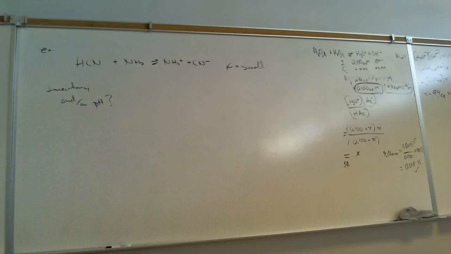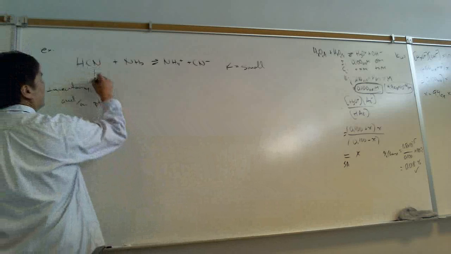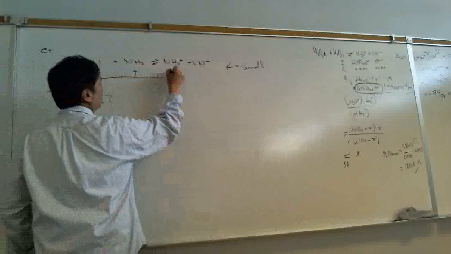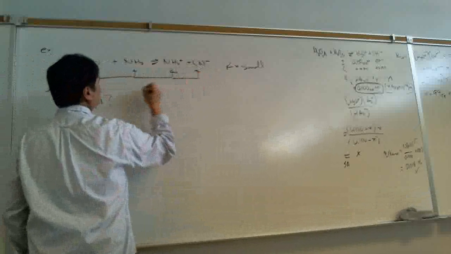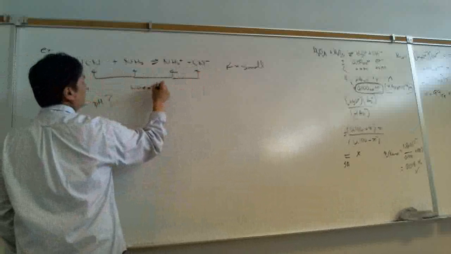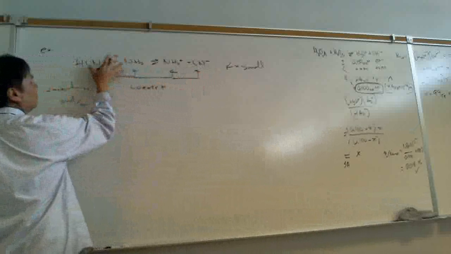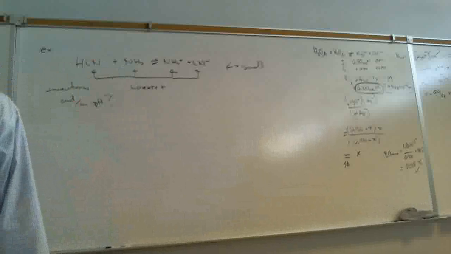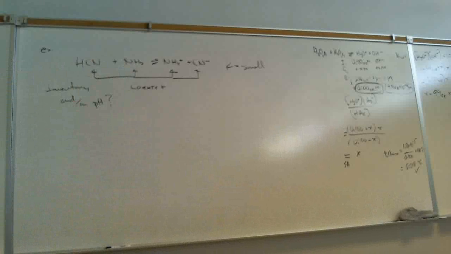Well, if K is small, what does that tell you? It tells us we're going to have an equilibrium mixture. That is, we're going to have these species coexist in some ratio. In fact, if it's small, we're going to have mostly reactants unreacted, right? And so even though this is an acid-base neutralization, it doesn't completely neutralize each other out.